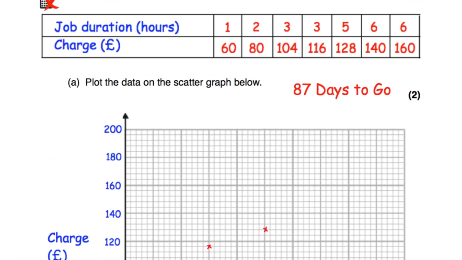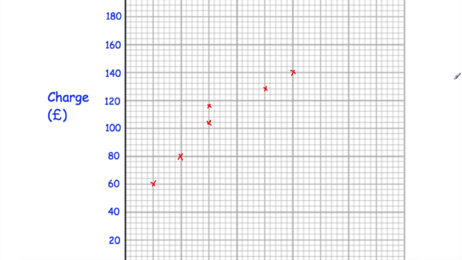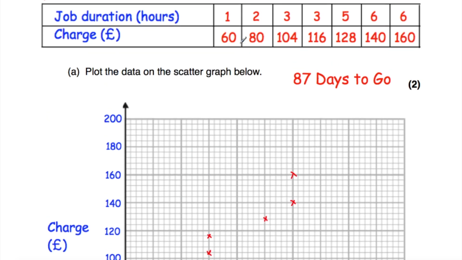Next is 6 and 140, so 6 and 140 would be there. And finally, 6 and 160, so 6 and 160 would be there. So we've plotted 1, 2, 3, 4, 5, 6, 7 points. Let's just check. We've got 1, 2, 3, 4, 5, 6, 7 pairs of information in the table. So that's it, we've plotted the points.